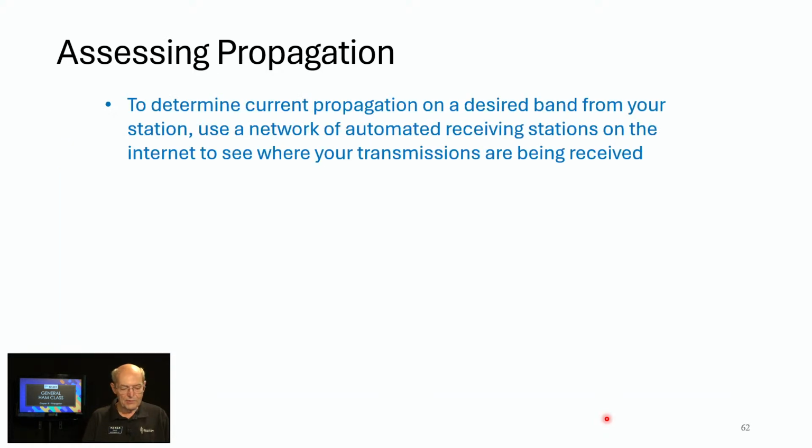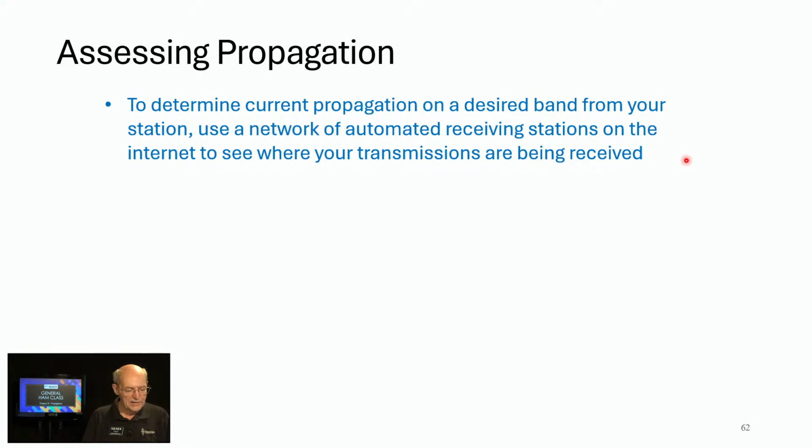More on assessing propagation. So what if you want to talk to a location that's distant? What tools do we have that will help us determine if we're going to have a path to that destination? To determine current propagation on a desired band from your station, use a network of automated receiving stations on the internet to see where your transmissions are being received. All right, well, these are generic words as they appear in the pool.